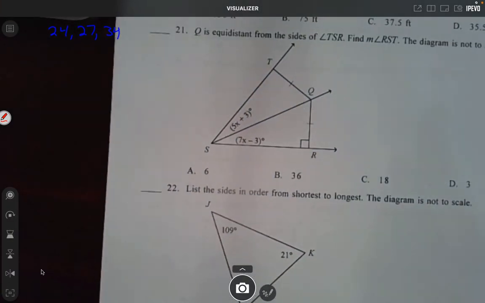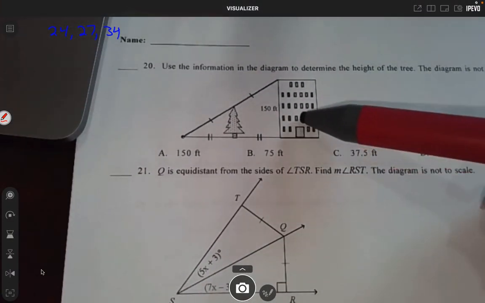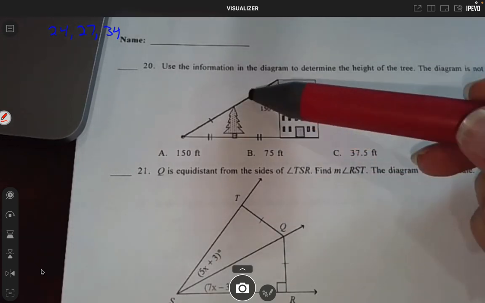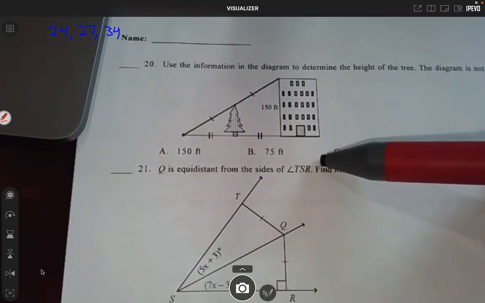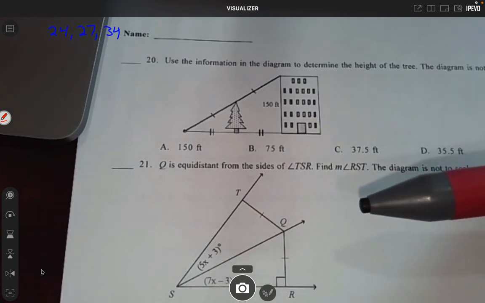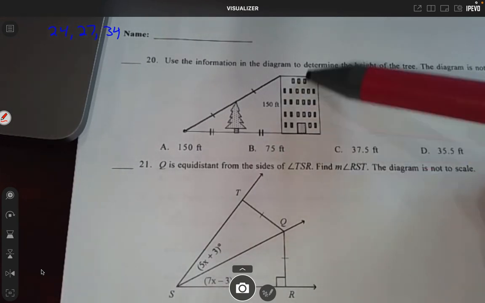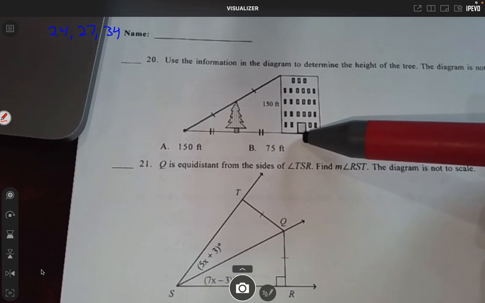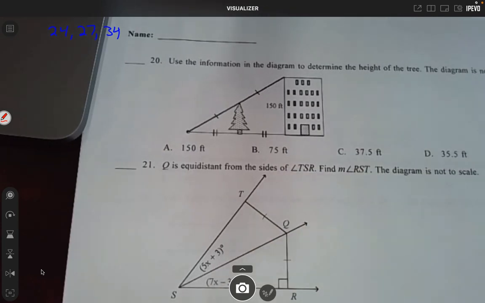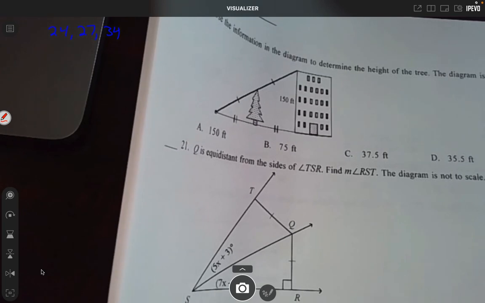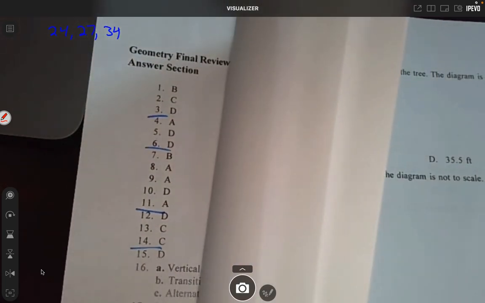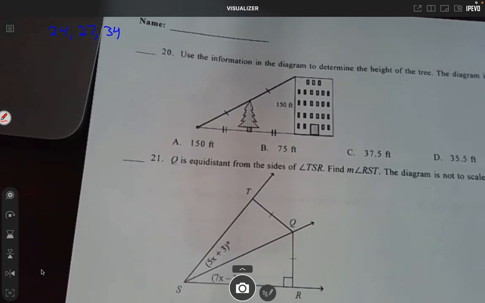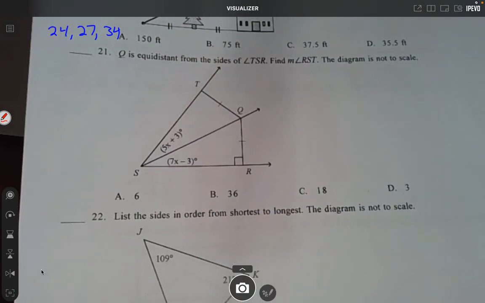All right, this one's a great problem. The building is 150. Since this is a mid segment, it means the tree's just half that. So what's 150 divided by 2? 75. Whatever the building is, you just divide it by 2. Okay? Was 19 A? Let me look. 19 was A, yes.